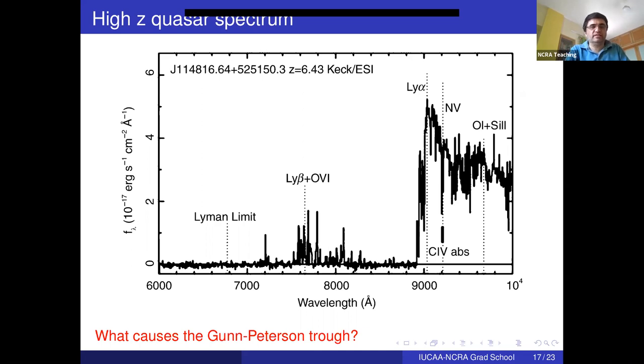So Jim Gunn, therefore, is quite unique in the sense that he is an excellent theorist. He's an excellent observer. And most importantly, he's an excellent instrumentation builder. So he designed the entire SDSS telescope. And he also designed and built the imaging camera for the SDSS.